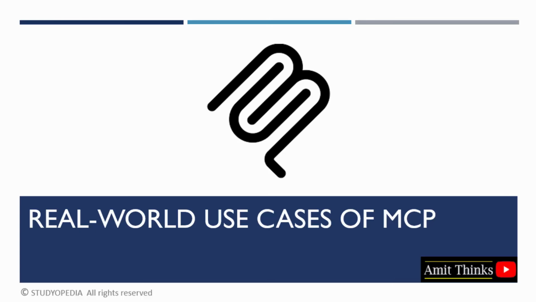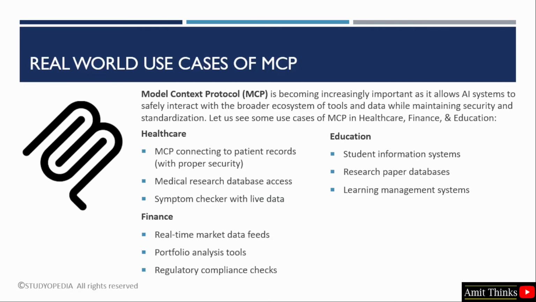In this lesson, we will see some real world use cases of Model Context Protocol. So let us start. Model Context Protocol, that is MCP, is rapidly emerging as a cornerstone for AI integration. By enabling systems to interact seamlessly with diverse tools and datasets, MCP ensures security, standardization, and trust in real-world application. Let's explore how MCP is transforming key industries, beginning with healthcare.